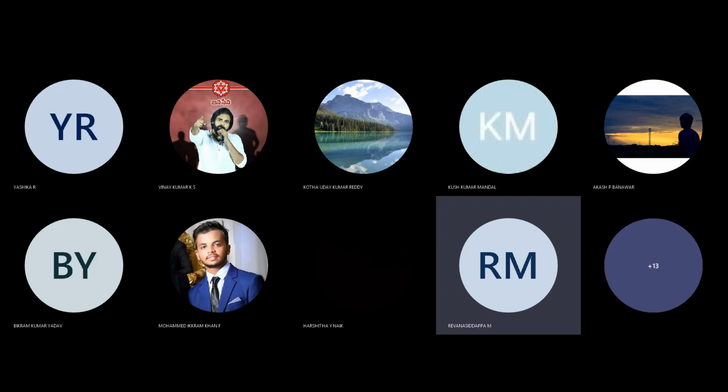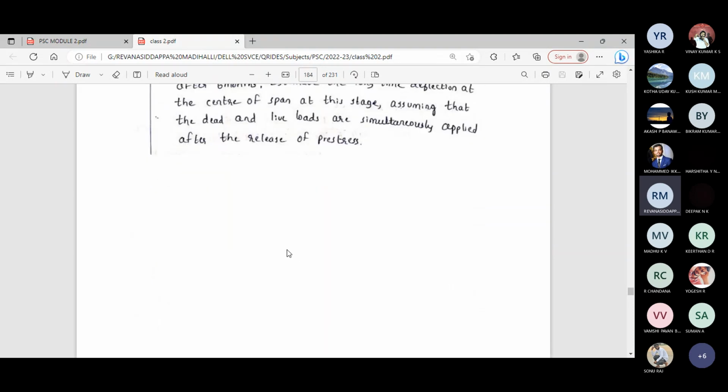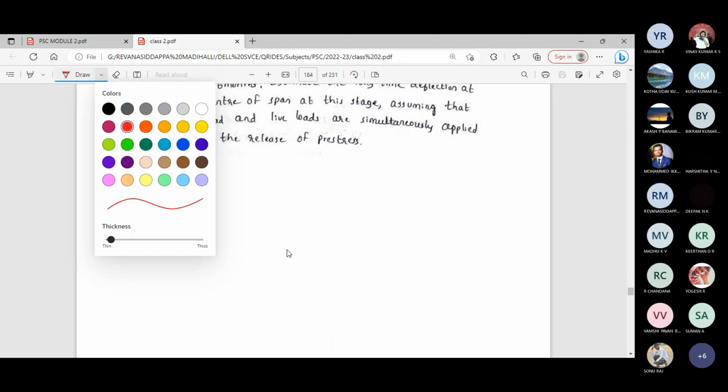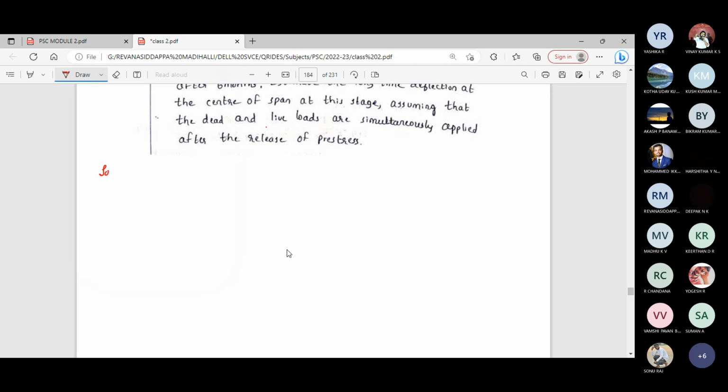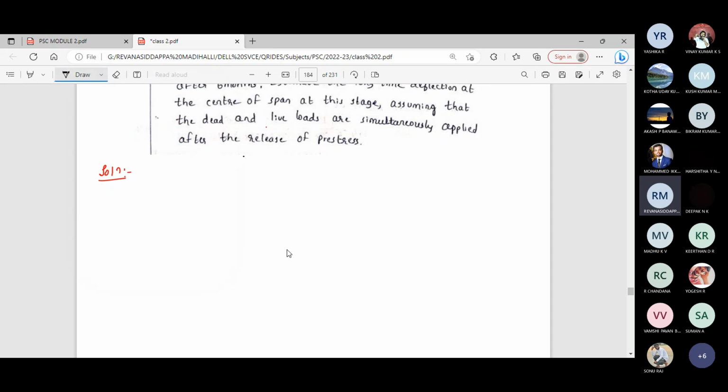Deflection of the beams. You just go through the problem. A concrete beam having rectangular section 100 mm wide and 300 mm deep. Just write the diagram, the cross-sectional dimensions. Solution. Cross-sectional dimensions are 100 mm wide and 300 mm deep.